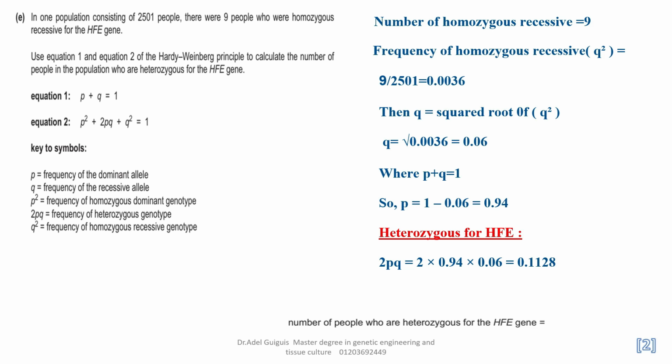What about the real number of individuals carrying this genotype, H capital H small? How many out of 2501? So we have to multiply this frequency times 2501 to obtain 282 individuals. They are heterozygous, H capital H small. Okay.